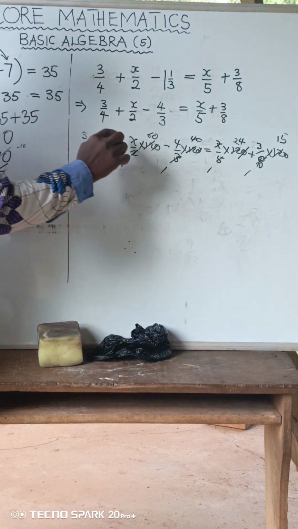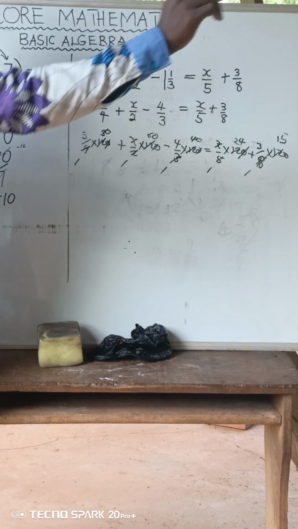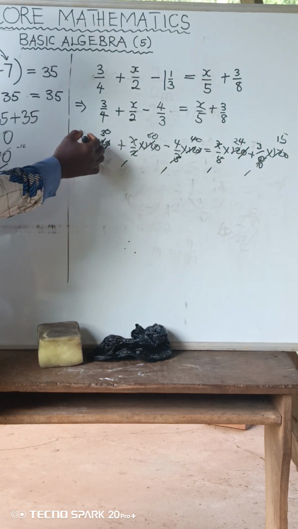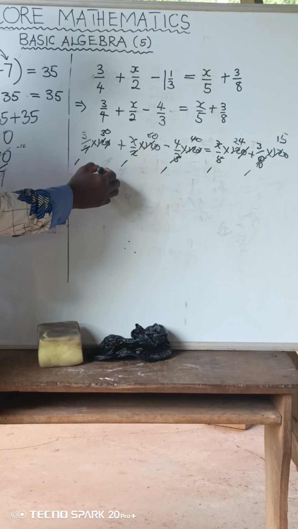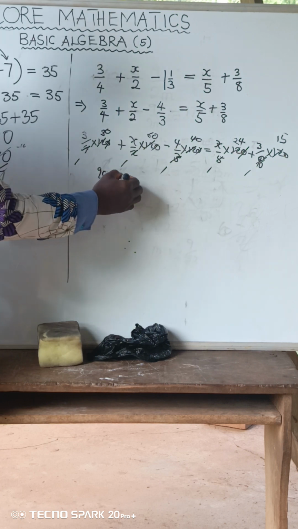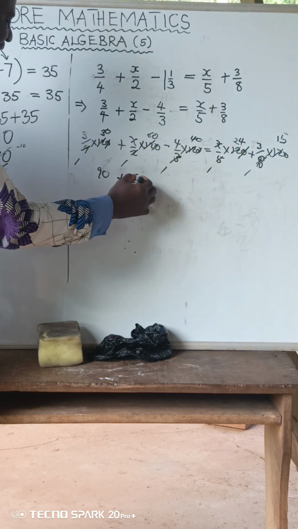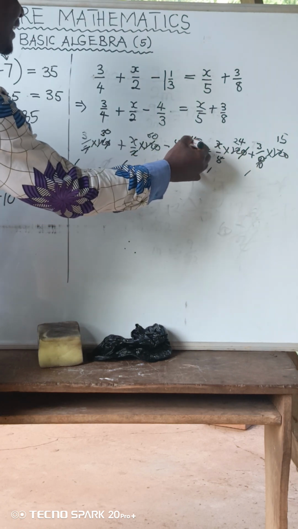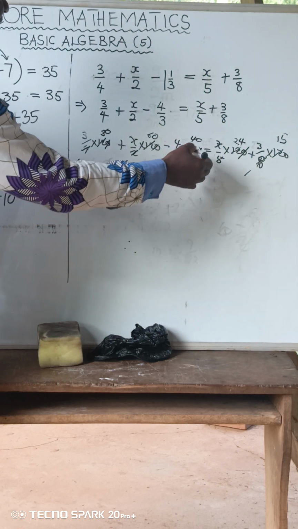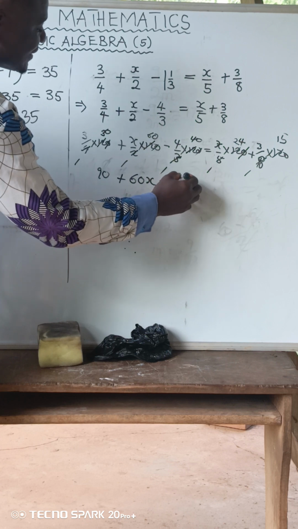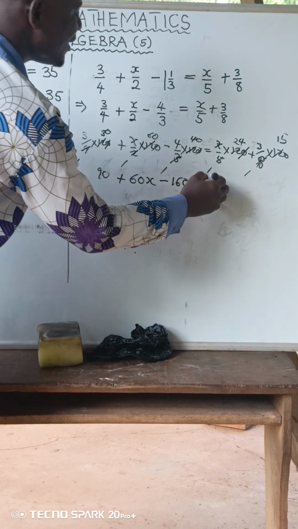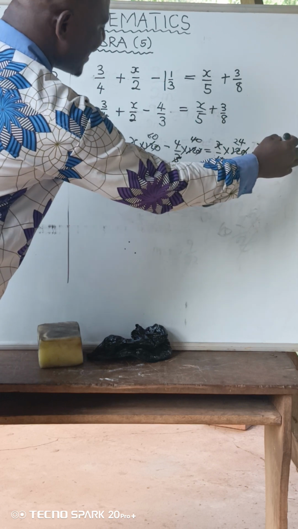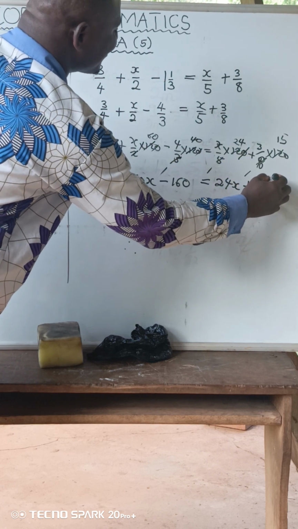Now, after that, you use the numerators to multiply these cancellations you've made throughout. 3 times 30 is 90. And 60 times x is 60x. And then 4 times 40 is 160. So we have 90 plus 60x minus 160 equals 24x, and this side, if you actually do it, you get 45.